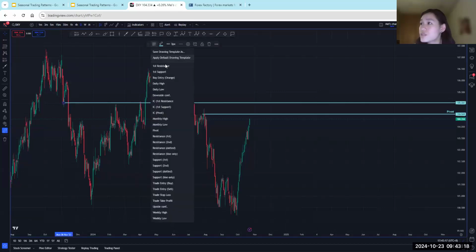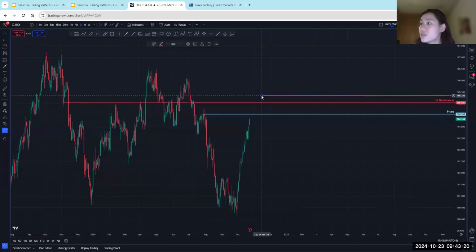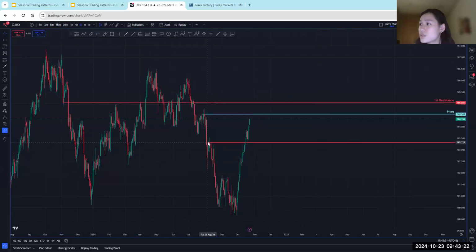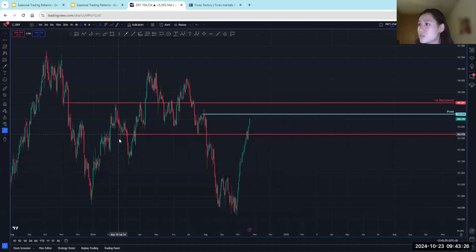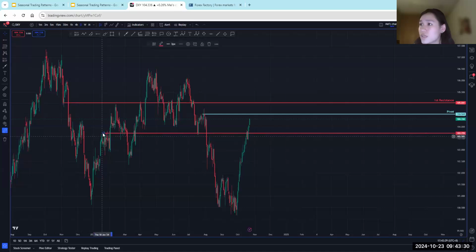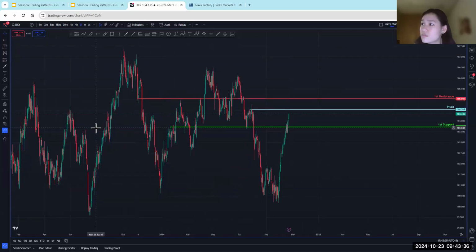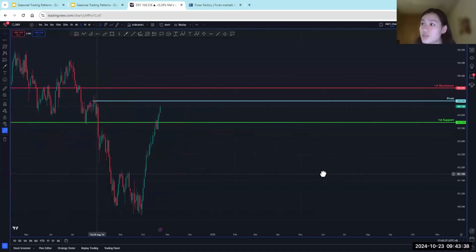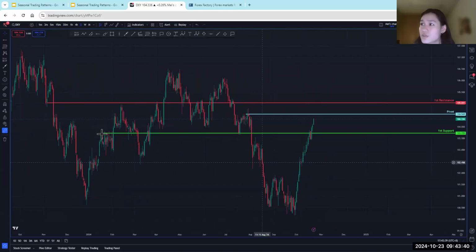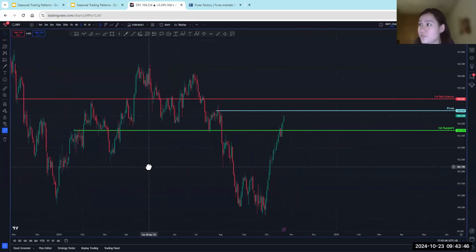Okay, for my first resistance, I'll place it here. And my first support, maybe just here. Okay, so a good habit is to try and pull it back as far as you can to see how significant the level is. Because, for example, in this case with our first support, you can see prices tested this level many times before.